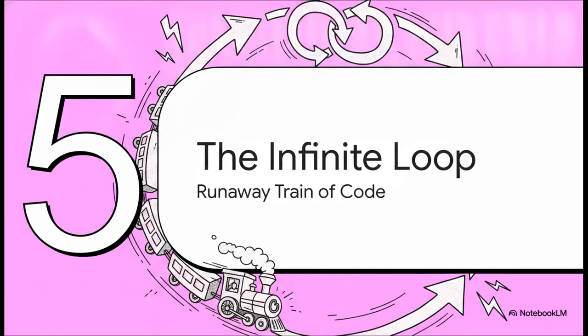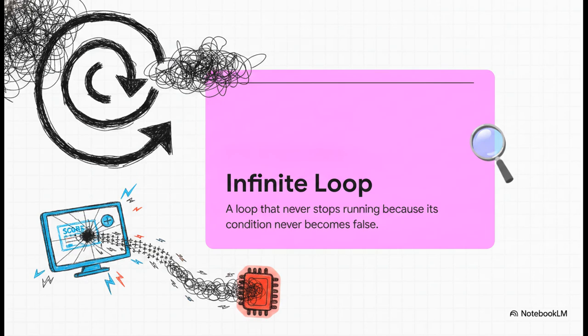Moving to Section 5, and this is a big one. Danger: the infinite loop, or the runaway train of code. Listen, every single programmer, from absolute beginners to seasoned pros, runs into this hazard at some point. An infinite loop is a loop that simply never stops running. Why? Because the condition it's checking never actually becomes false.